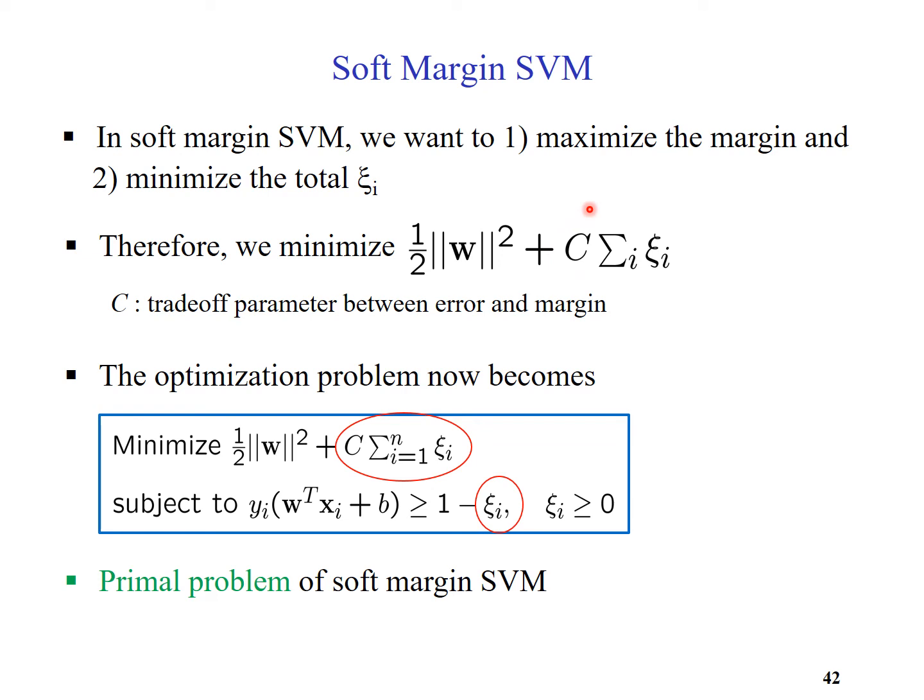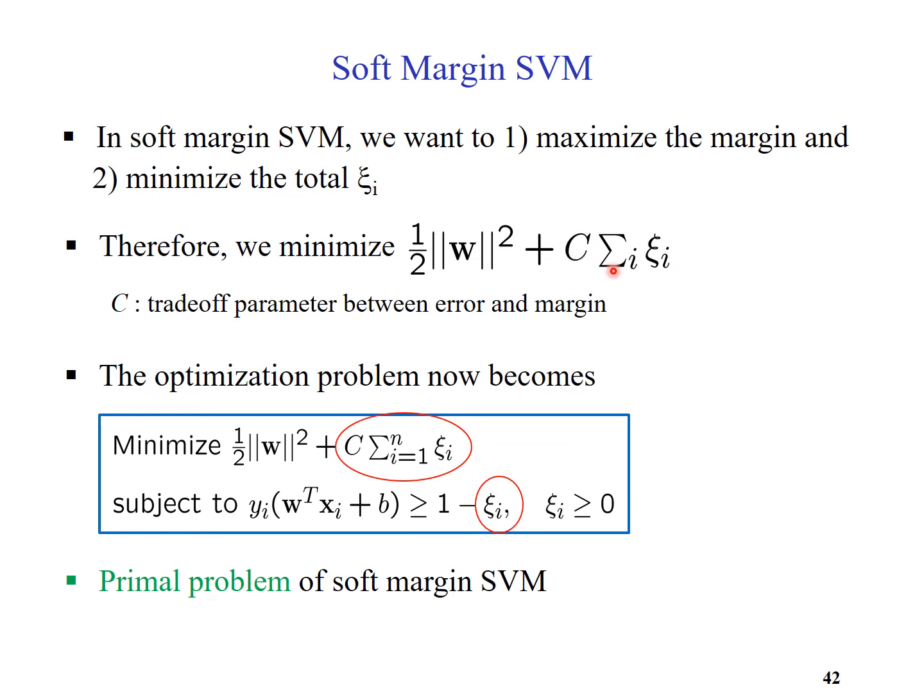And this C is constant, and this is the summation of error. So we minimize two things: this and this. Minimizing this means we maximize the margin, and minimizing this means we minimize the total error, right? C is a constant, it's the trade-off between these two.